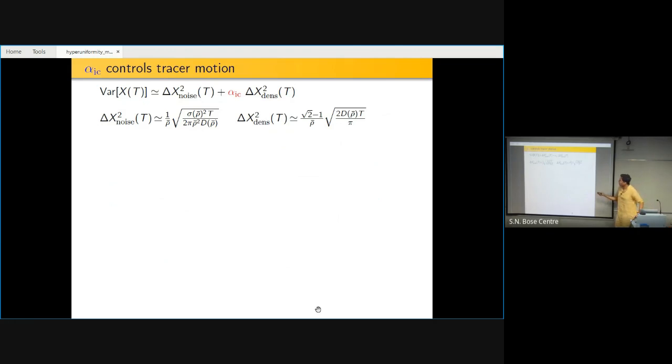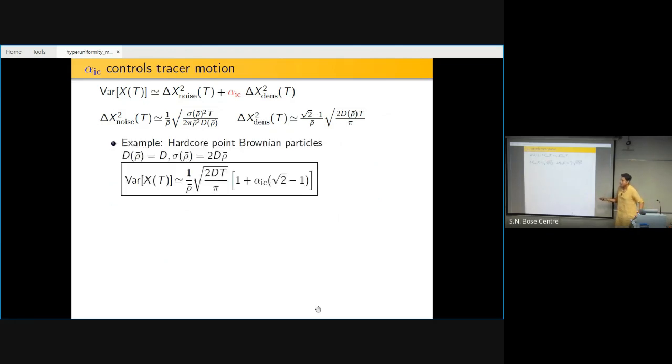I know what the values of D and sigma are, say, for hardcore point Brownian particles. For these particles, D of rho bar is essentially D, the diffusivity of a single particle, and sigma of rho bar is 2D rho bar. Usually, if you look into the literature, they drop this D and just write D of rho as 1 and sigma of rho bar as 2 rho bar. But if you are consistent, then this D appears, and you can write this mean square displacement for hardcore point Brownian particles in this manner.